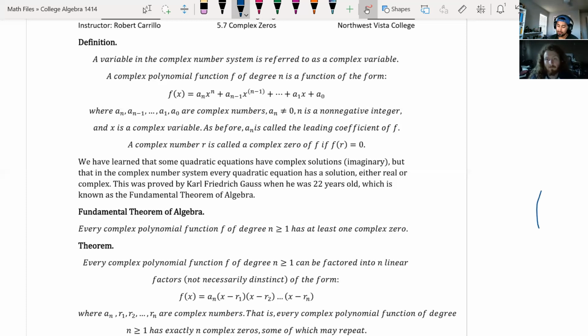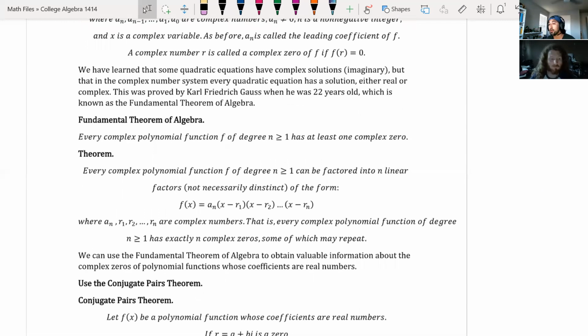Okay. So with that being said, the fundamental theorem of algebra states that every complex polynomial function of degree greater than or equal to 1 has at least one complex zero. So if you have a polynomial of degree greater than 1 and we solve for the zeros, then at least one of them should be a complex zero. Okay, and then the theorem: every complex polynomial function of degree greater than or equal to 1 can be factored into n linear factors of the form.